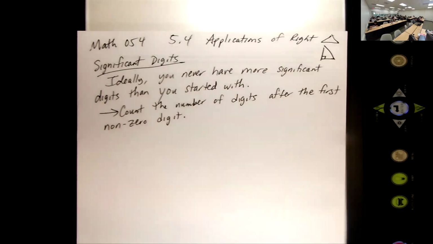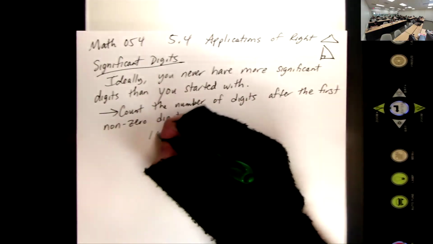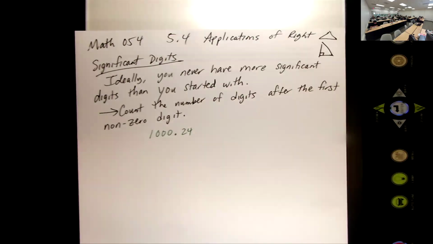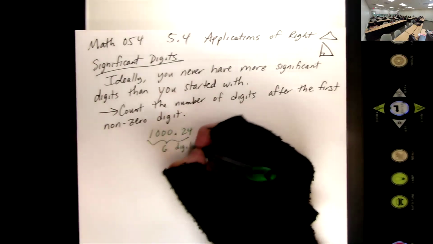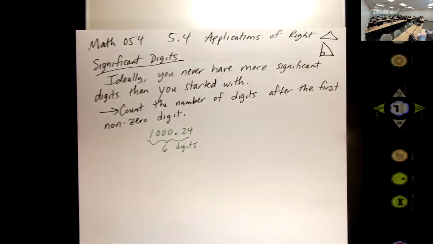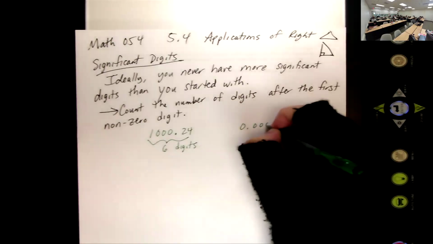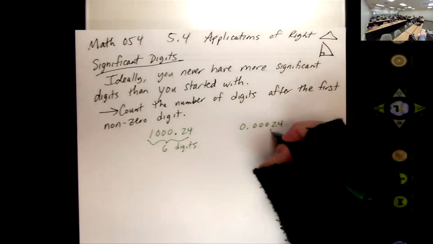If I have something like 1024.. 1000.24, I should say. This has 6 digits. Zero point zero zero zero 24 has 2.